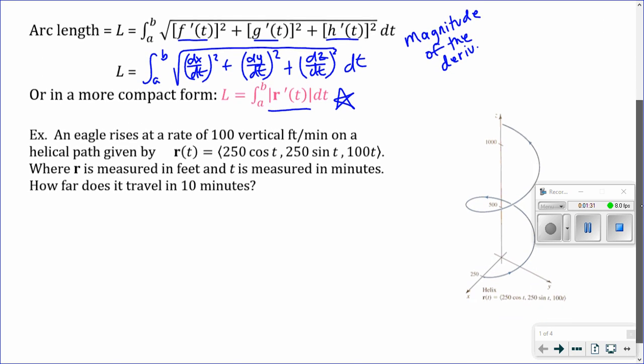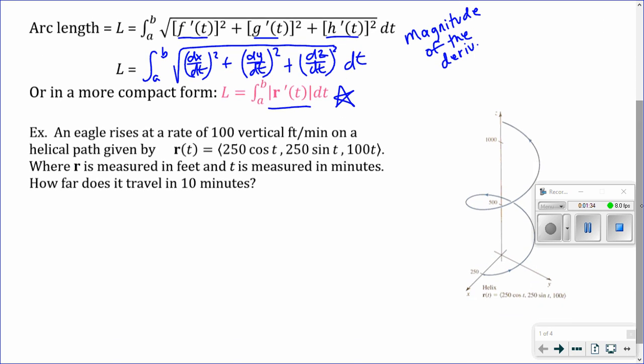All right. So let's try this example here. An eagle rises at a rate of 100 vertical feet per minute on a helical path given by this formula. The 100 is just part of the equation there. You can kind of see it right here, but they gave me the formula. So r is measured in feet and t is measured in minutes. How far does it travel in 10 minutes? So we're looking for the arc length. After 10 minutes, how far has it really flown? Because you can't just go from the bottom to the top, because you've traveled around that curve.